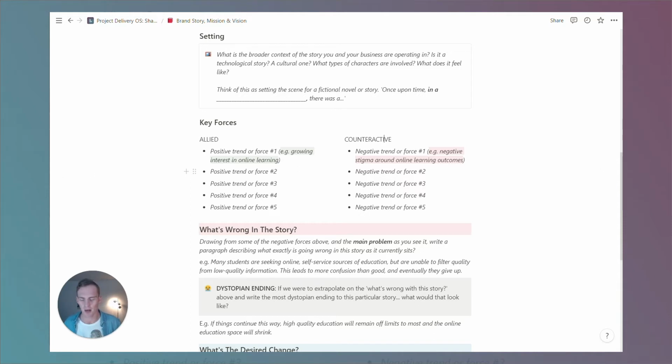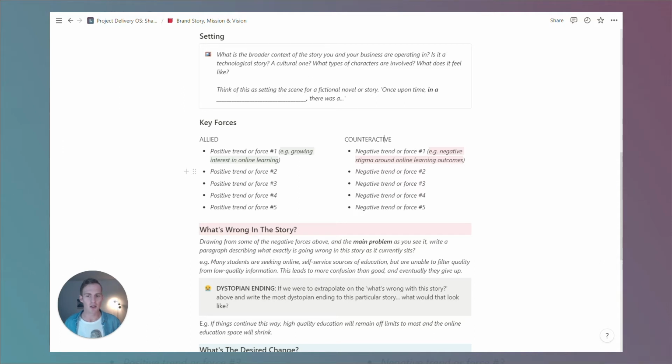What are perhaps some of the things that we need to overcome or push against, or that we see going wrong in the story? For example, if we're sticking with this online education company, maybe there are some negative stigmas around online learning outcomes. Maybe an online degree doesn't quite have the stature that a physical, traditional, institutional degree has, and so that might be a barrier for people to embrace these new modes of learning, and that might be something that we think is a counteractive force.